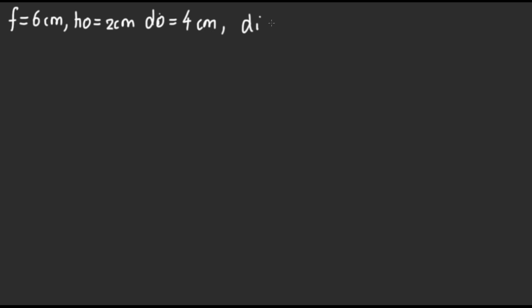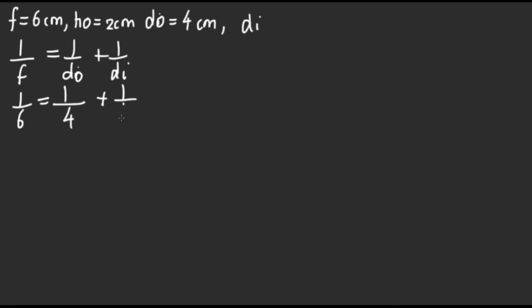As usual, I'm going to use the lens equation, where 1 over f is equal to 1 over do plus 1 over di. So 1 over 6 is equal to 1 over do, where do is the distance of the object, this time 4, plus 1 over di. I'm going to do the same: multiply by 6 times 4, which is 24. We can use 12 because 6 and 4 both go into 12. So I'm just going to say 12 di.